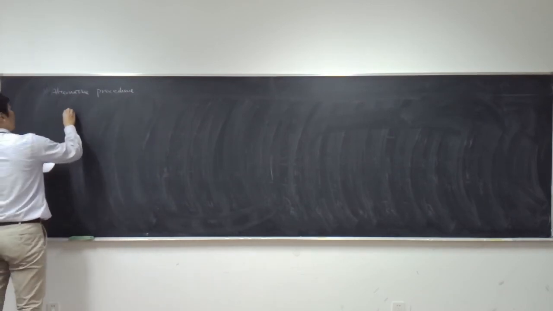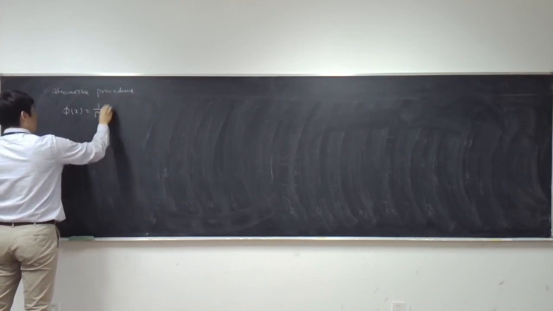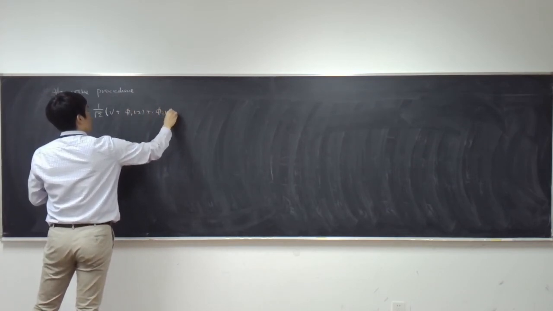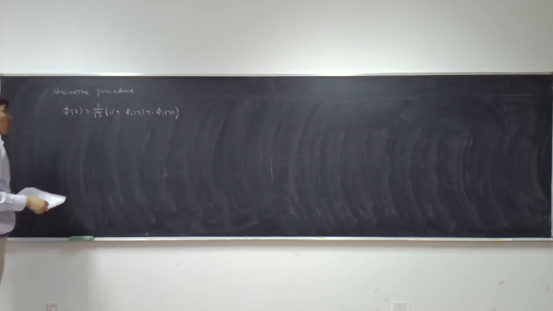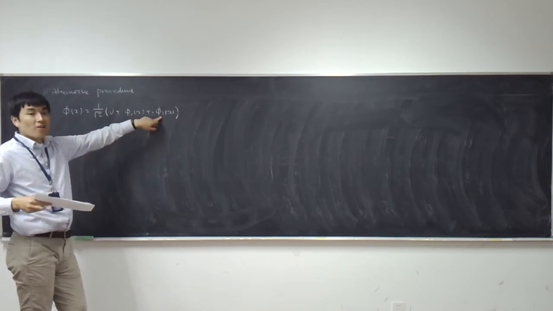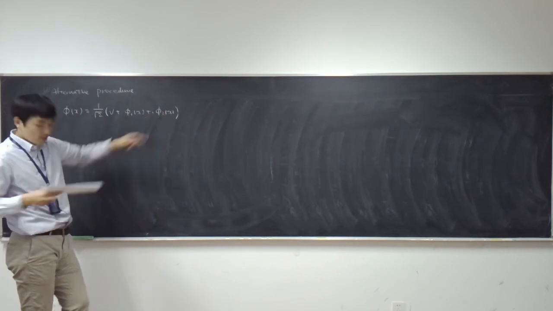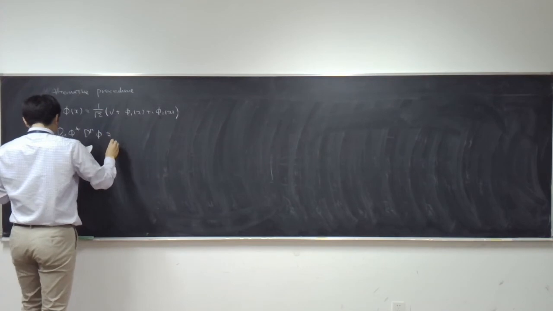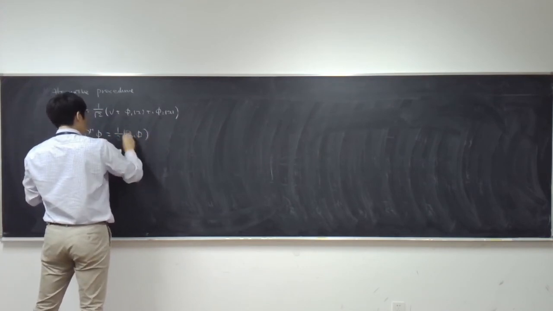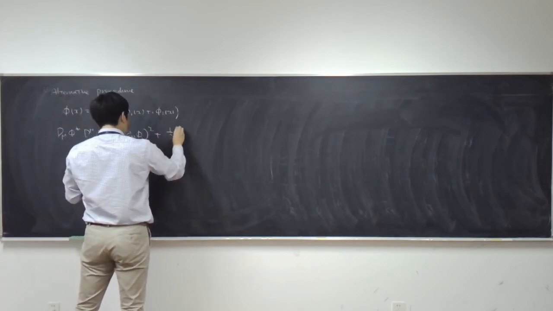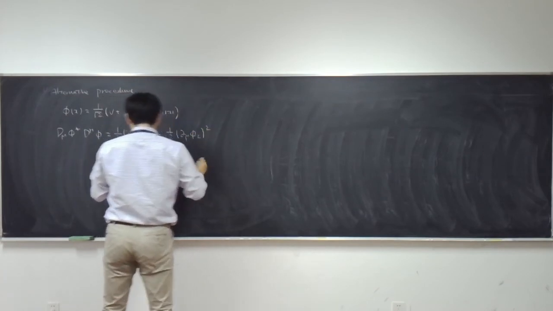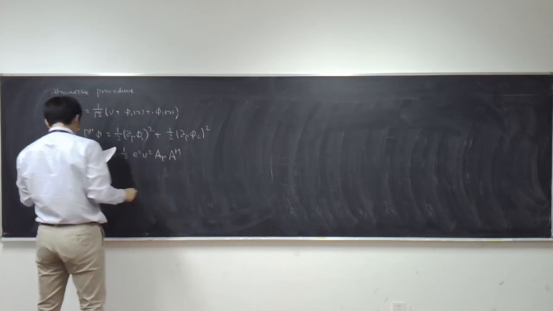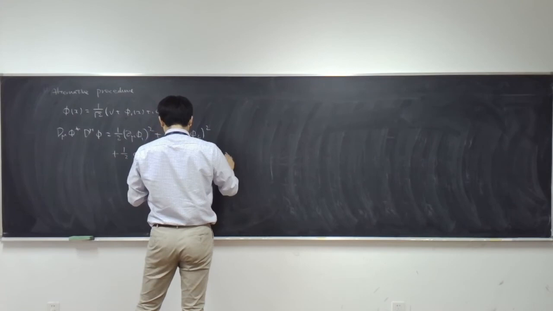So if you take phi of x as 1 over square root 2, this is what Peskin and Schroeder used in 20.1. So we assume that phi of x is no longer real. It has an imaginary part. Then D_mu phi star D_mu phi can be written as follows: 1/2 (partial_mu phi_1)^2 plus 1/2 (partial_mu phi_2)^2 plus 1/2 e^2 A_mu A_mu v^2, a mass term, and then plus e v A_mu partial_mu phi_2.